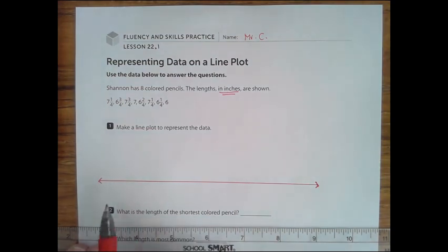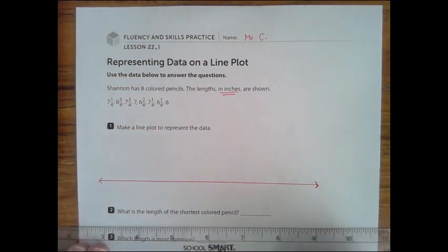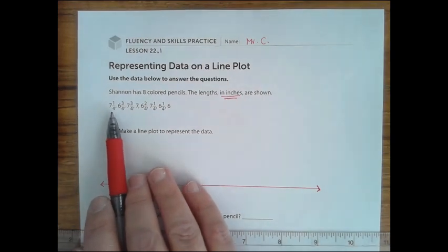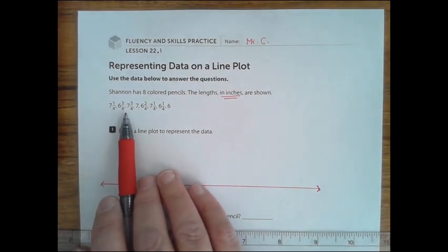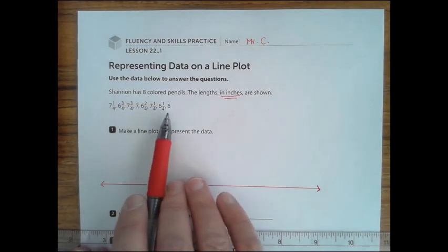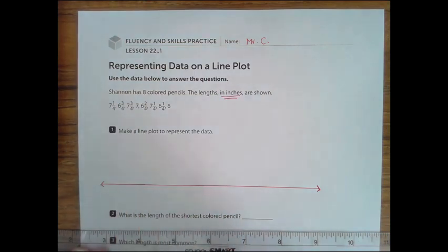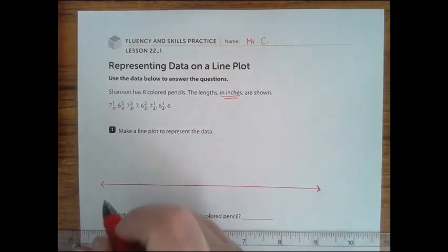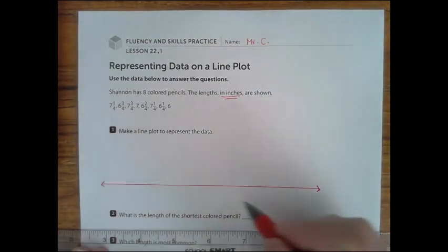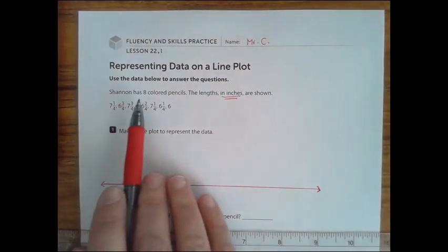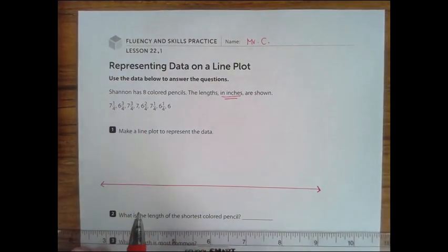Okay, and then what I want to do is look at our data and see which number it makes sense to start with. So I'm looking and I'm seeing we have 7 1/4 and 6 3/4. They're basically between 6 wholes and 7 wholes, or a little bit more than 7. So wouldn't it make sense, for example, to start with 0, right? Because then we'd have to go all the way to like 7, which doesn't make sense.